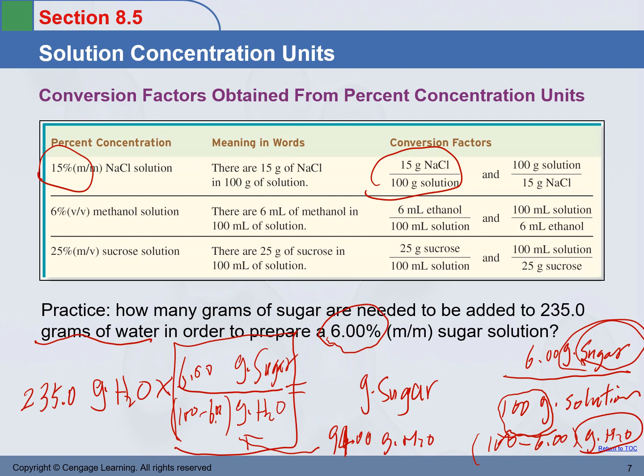So now you do the calculation. 235.0 times 6.00 and divided by 94.00. If you do the calculation, it is going to be 15.0 grams of sugar.